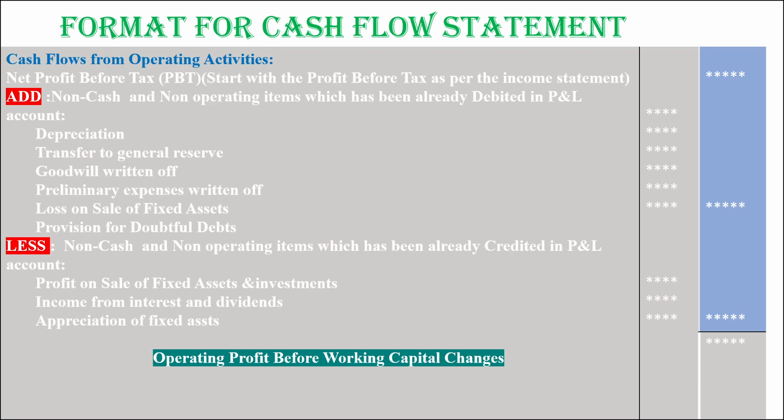Then we can list the following items, that is non-cash and non-operating items which have been already credited in the profit and loss account, that is profit on sale of fixed assets or investment, income from interest and dividends, appreciation of fixed assets. After we adjust the following items, we can get the operating profit before working capital changes.